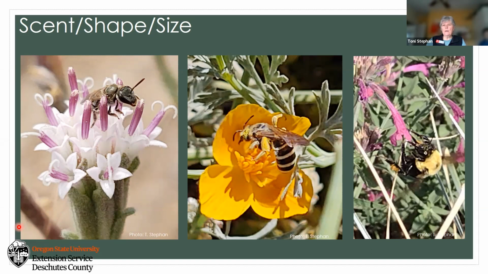On the far right, we have a Bombus reaching for the nectar in this Agastache. Now, Bombus are fortunate. They have a really long tongue, so they can reach the nectar in that long tube of that Agastache.